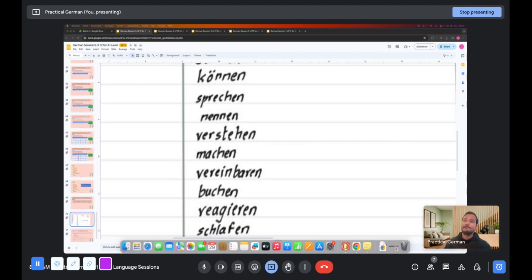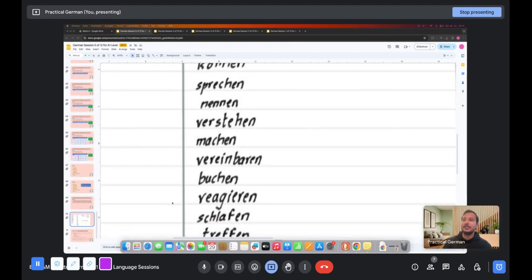Verstehen, to understand. Machen, to make. To make, to do, it can mean many things. Machen is like the potato of the German language.